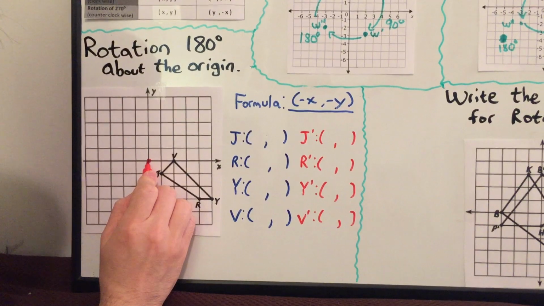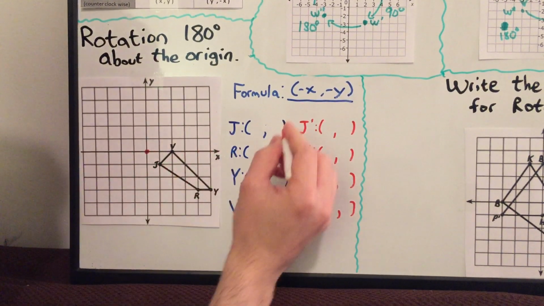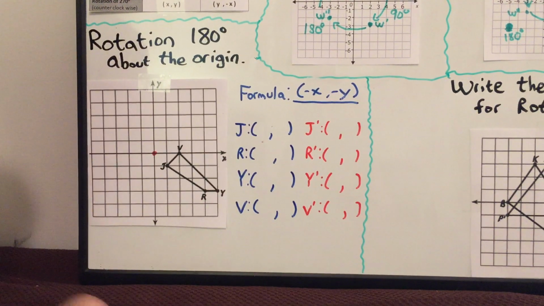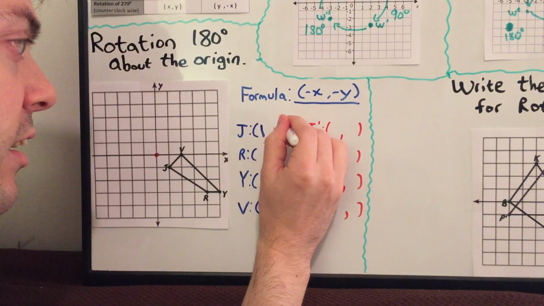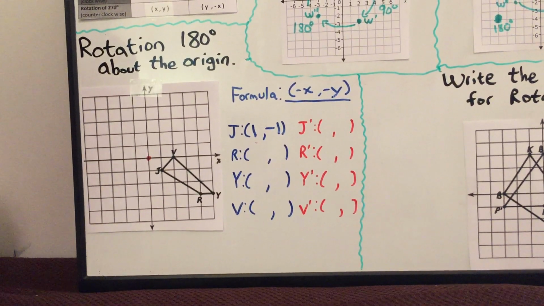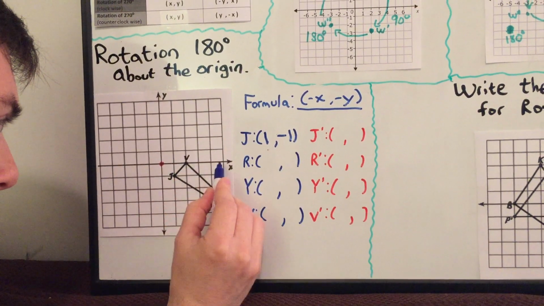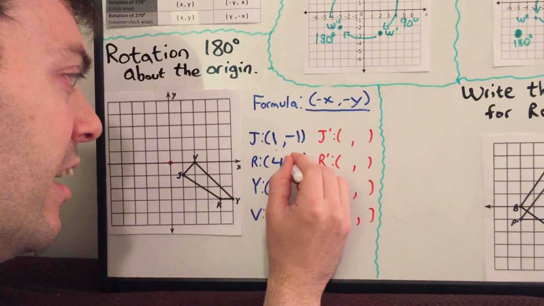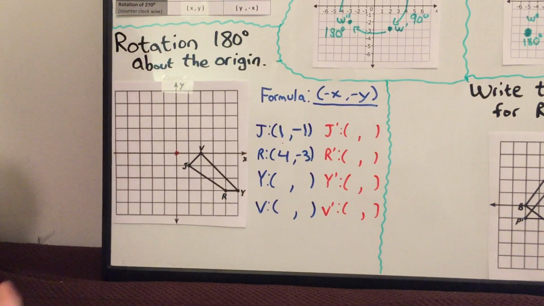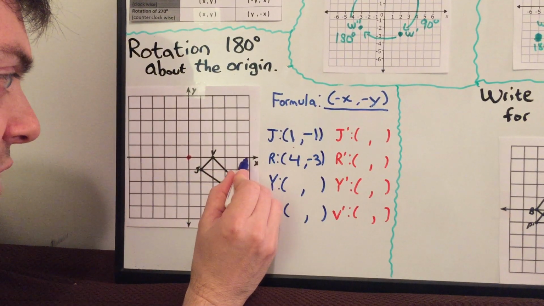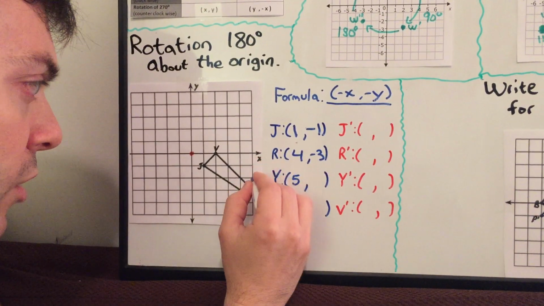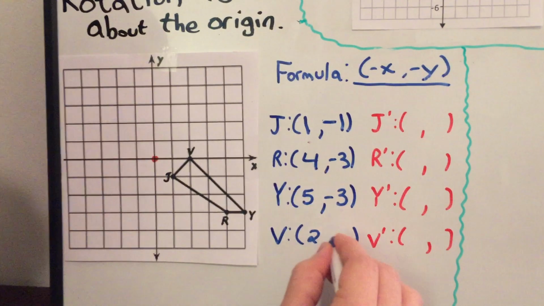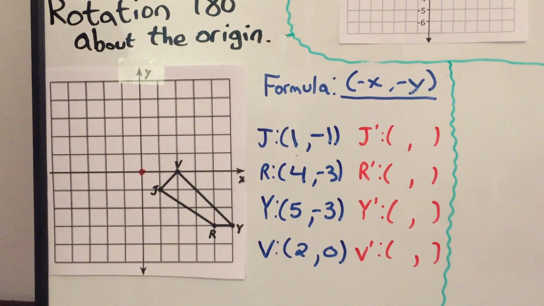I'm going to find J first. So J is (1, negative 1). I guess I'll do blue to match up blue right there and red for red. So we'll do 1 and negative 1. Now R right here, we're going to go 1, 2, 3, 4. And then 1, 2, 3, so it'd be (4, negative 3), because we had to go down right there. Y, 1, 2, 3, 4, 5, so 5. And then 1, 2, 3, so negative 3 since we went down. V, 1, 2, but we didn't go up or down any, so that's just going to be 0 right there.